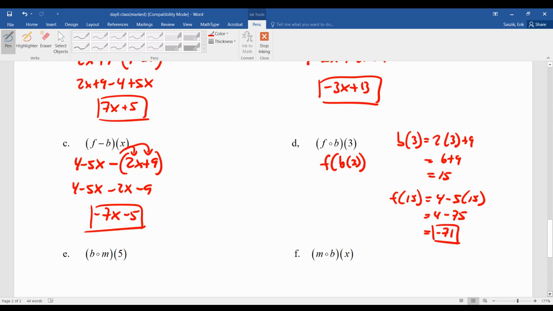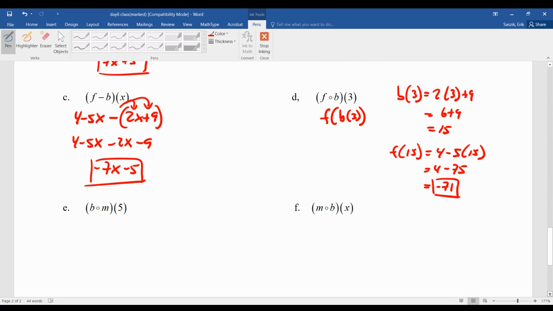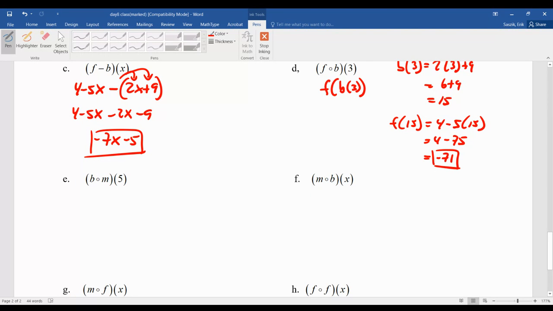Now this next problem is something that, so this is with numbers again, so you can try to do this one yourself. Remember, the m of 5 would be the thing on the inside, so we have to do the m of 5 first. M of 5 would be what? Absolute value of 3 minus 5. 3 minus 5 is negative 2. Absolute value of that is 2. Now we do b of 2. 2 times 2 plus 9. 4 plus 9, so we get an answer of 13.